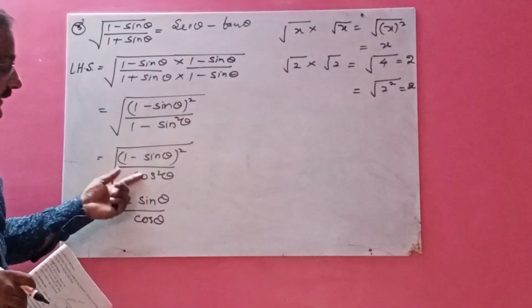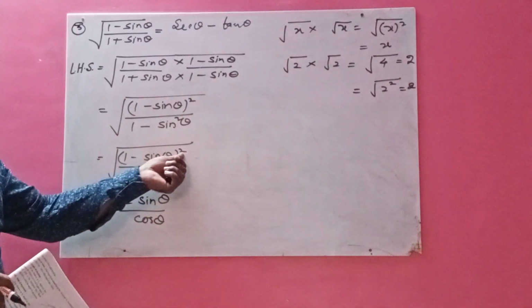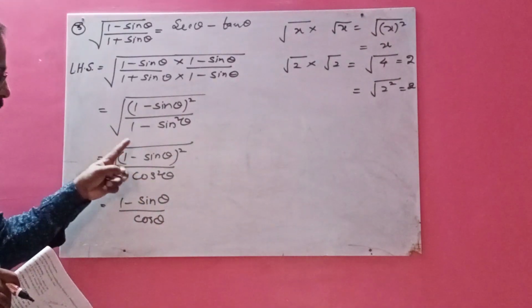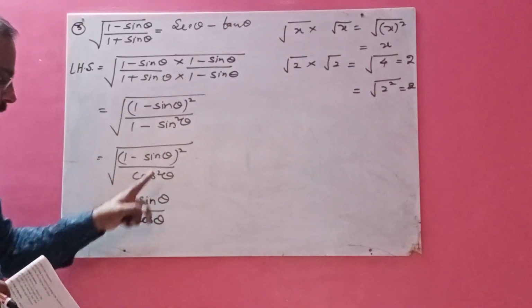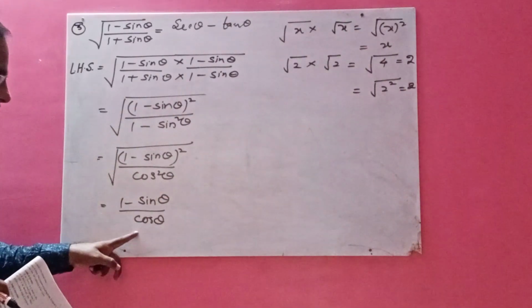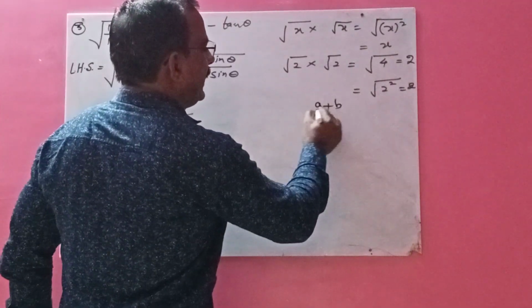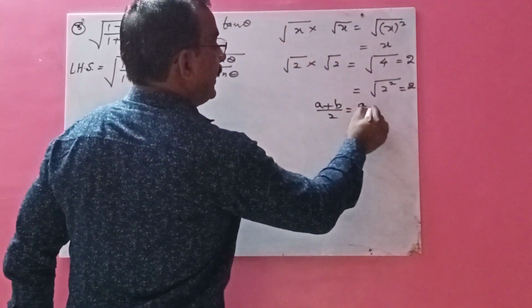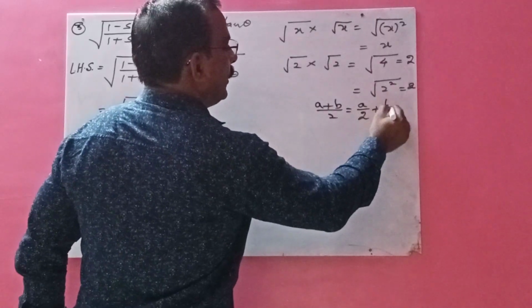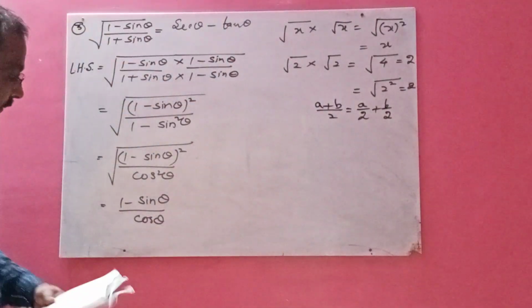Understood children this step? 1 minus sine theta whole square is in root sign. Square root and square both get cancelled. Same thing is here, and cos theta. Now see here, a plus b upon 2 can be written as a upon 2 plus b upon 2. Same thing in this case.